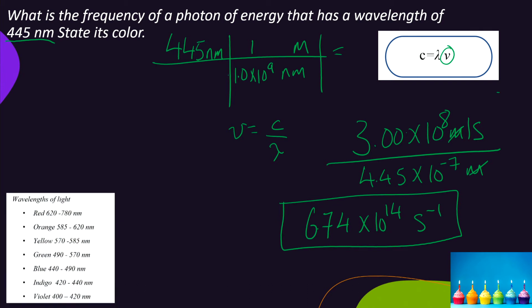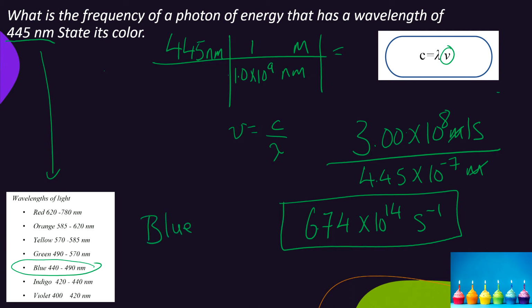So let's see if we can figure out what is the colour of this light. So based on the 445, if we go down here and we look at our wavelengths of light, what colour do we see? We see that it falls within here. And it's ironic we're using a green pen, but it is blue. Blue written with a green pen, huh? Okay, next one.